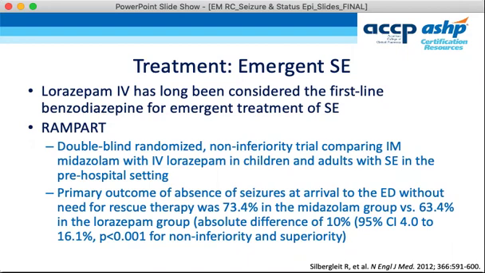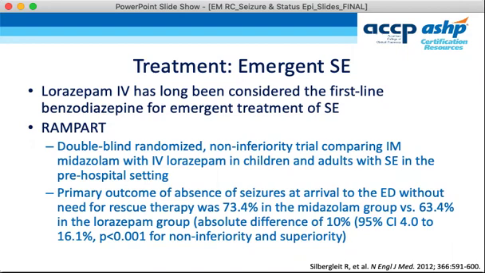The reason for this is because it's kind of counterintuitive. Lorazepam is less lipophilic than midazolam and diazepam. Although midazolam and diazepam will get into the CNS quicker, they would also leave the CNS quicker. Therefore, lorazepam will have a longer duration of its anti-epileptic activity. It wasn't until we had the RAMPART study, which was published in 2012. This was a double-blinded, randomized, non-inferiority trial comparing IM or intramuscular midazolam with IV lorazepam in children and adults with status in the pre-hospital setting.